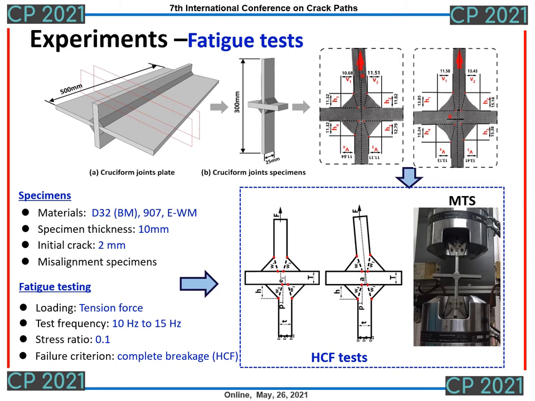The specimen details of the material, specimen scales, sizes, and the failure criteria, and the fatigue testing details are presented in this page. The angular and the axial misalignment can be seen from this picture. So we test these specimens in the MTS machines.